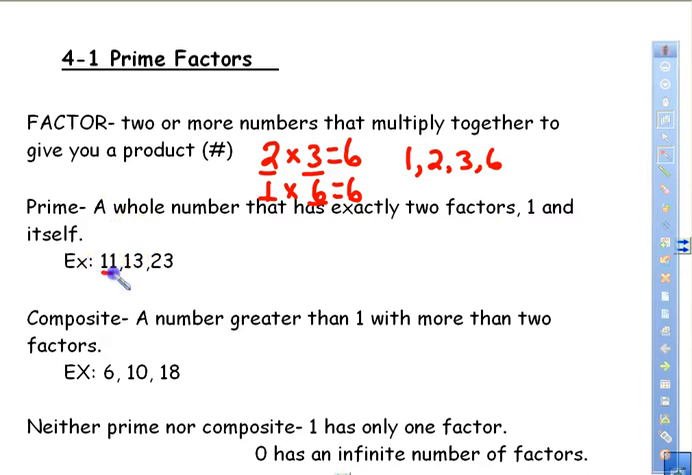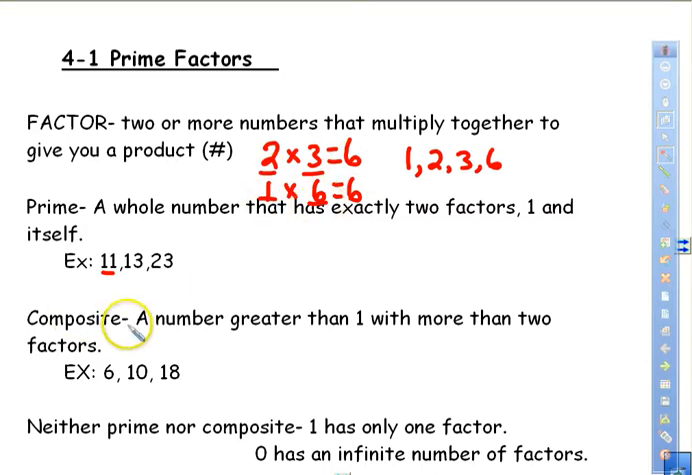So for example, the only way you can get 11 is 1 times 11. Same thing for 13, 1 times 13, and 23, 1 times 23. There's no other factors like we had for 6. We had a 2 times a 3 that would give me 6, besides 1 times itself.